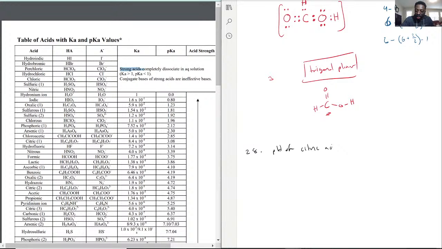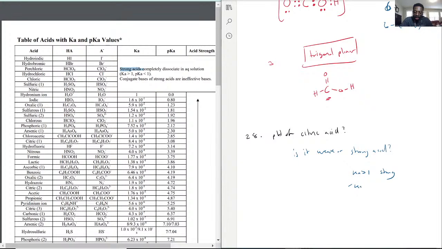So for this, first thing you need to know is whether it's a strong or weak acid. Is it weak or strong acid? Because I know we've gone over this question quite a few times, so I'm just gonna get the gist of it. You use the Ka to find out if it's a strong or weak acid. As we discussed earlier, Ka greater than 1 is strong. Ka between 0 and 1 is weak.